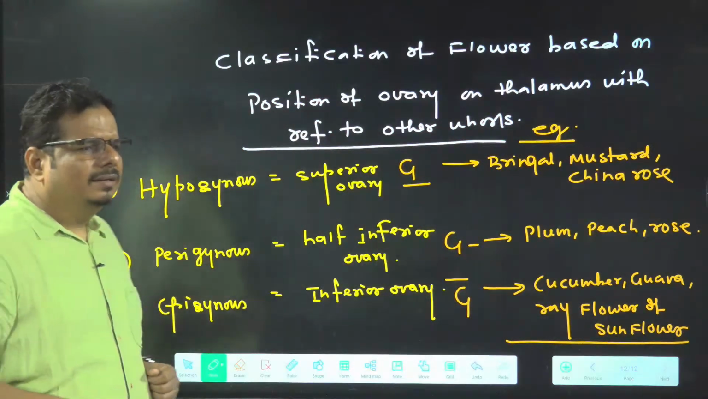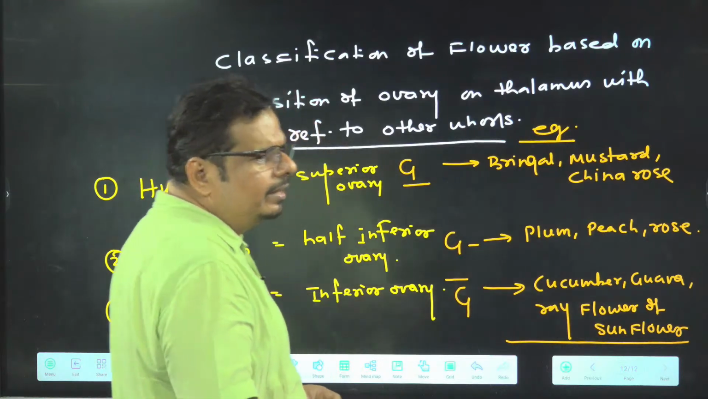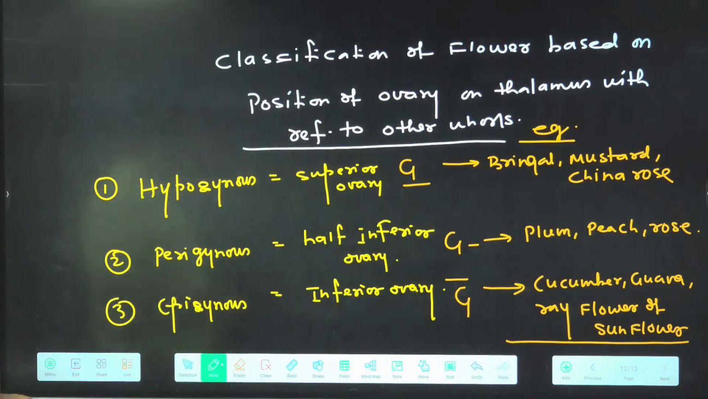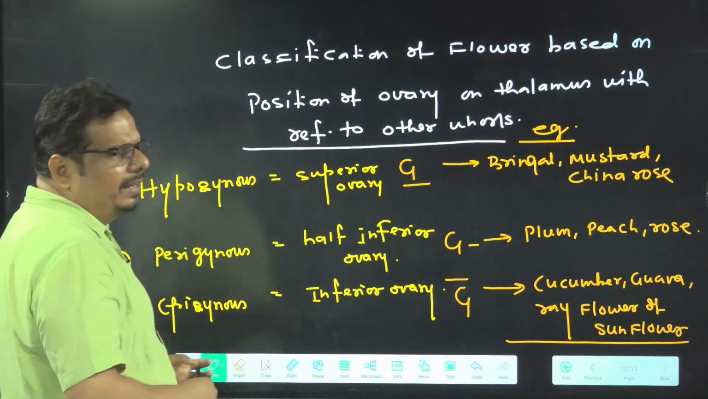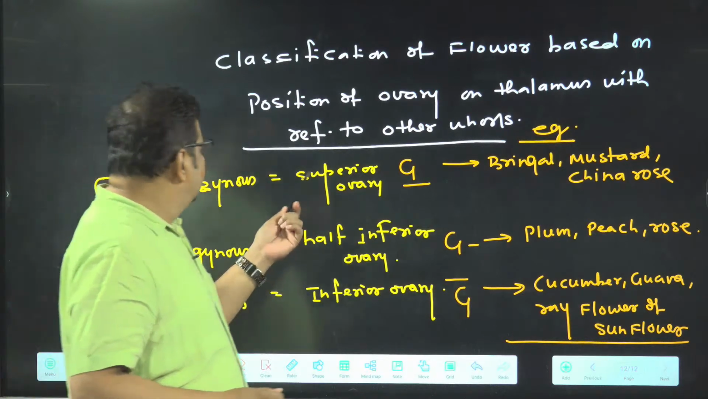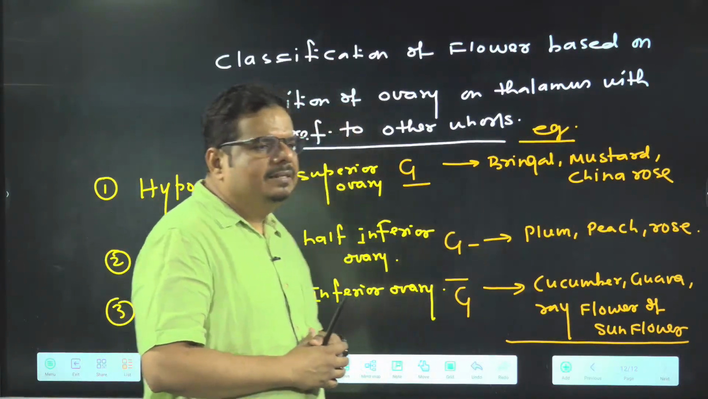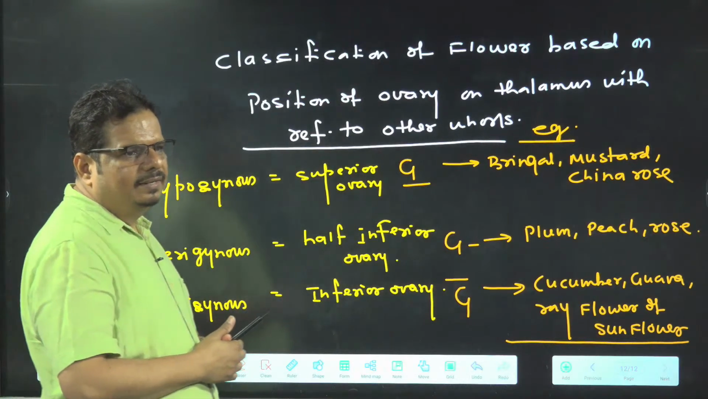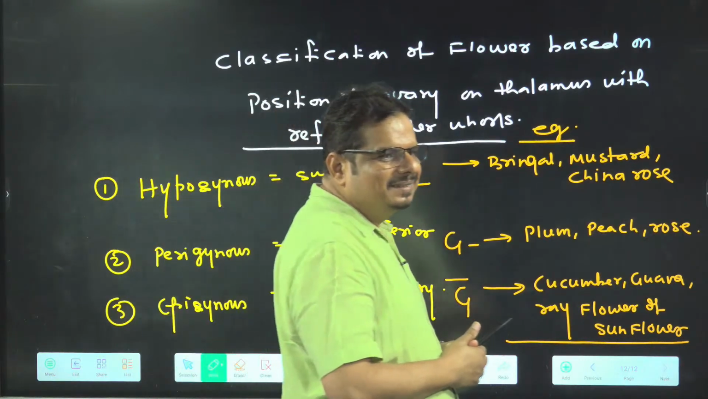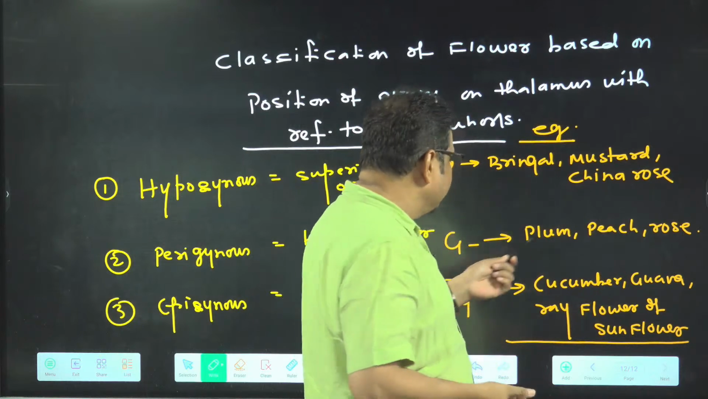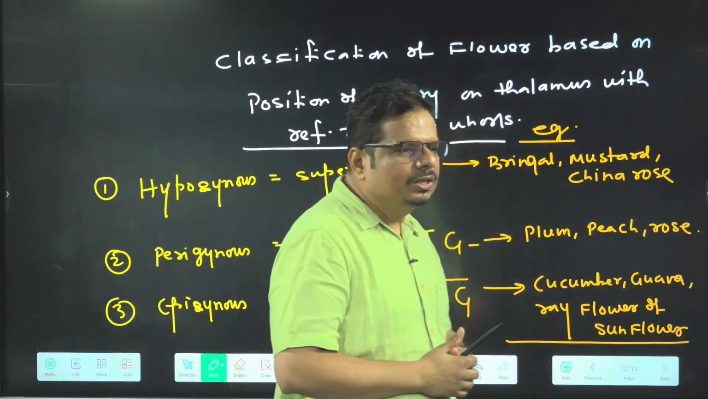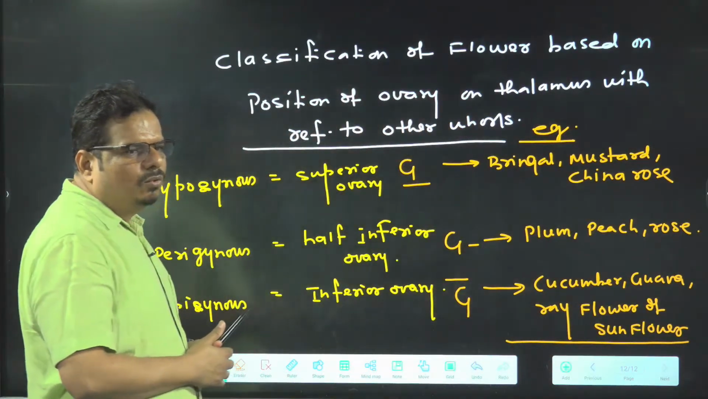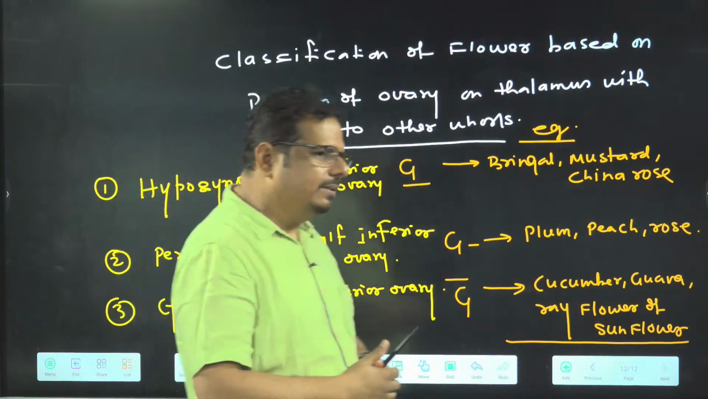I know it. So hypogynous, superior ovary; perigynous, half inferior ovary; epigynous, inferior ovary. Hypogynous example: brinjal, mustard, China rose. Example of perigynous: plum, peach, and rose. Example of epigynous: cucumber, guava, ray florets of sunflower.